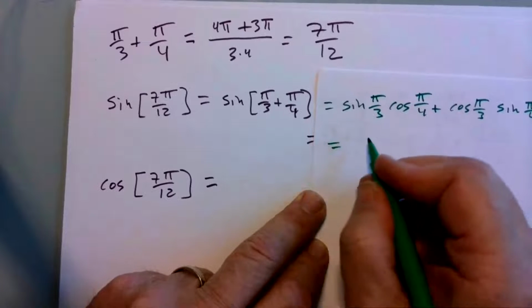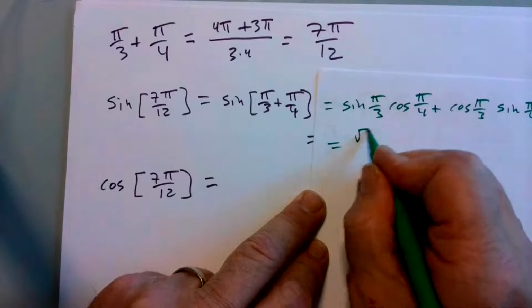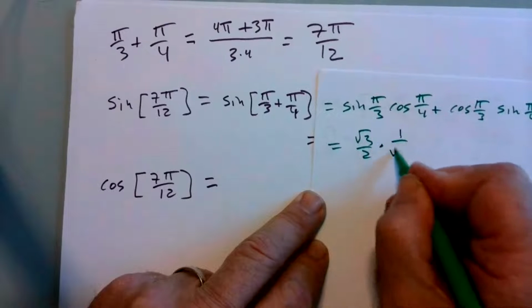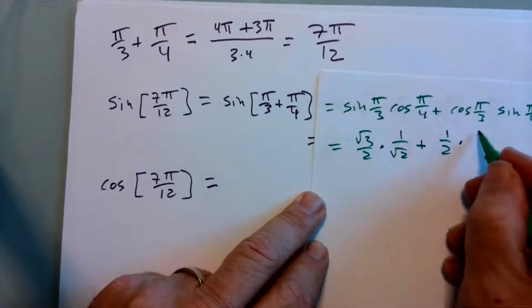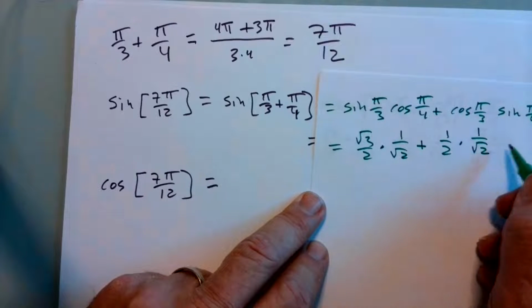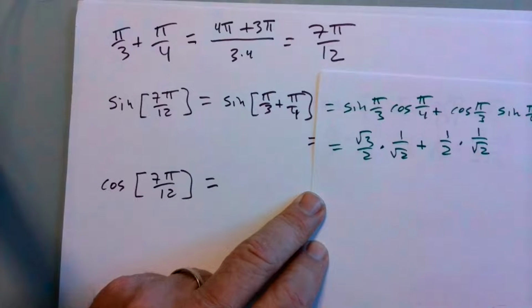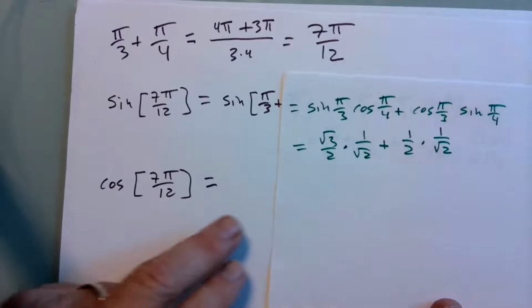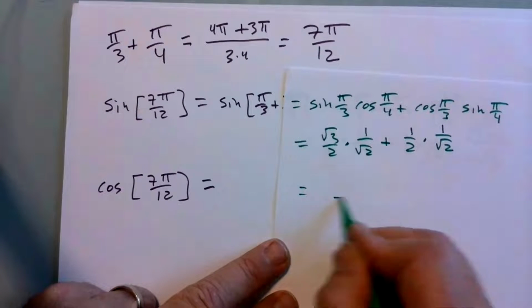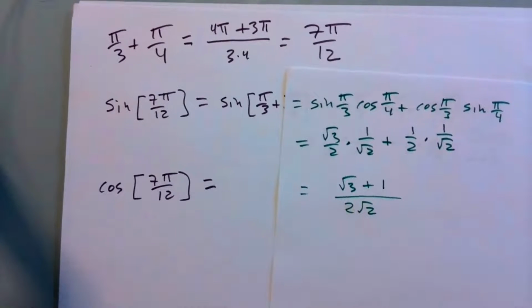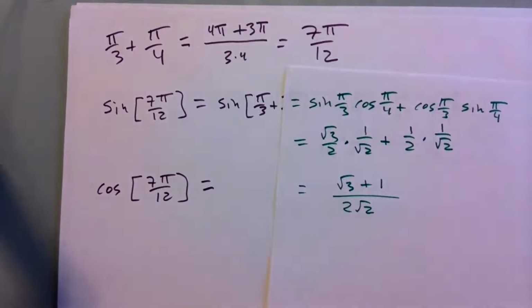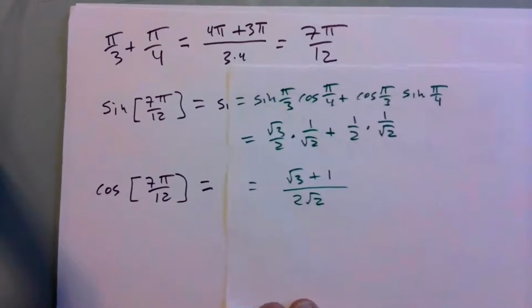So sine of pi over 3, as we said before, is root 3 over 2. Cos of pi over 4 is 1 over root 2. Cos of pi over 3 is a half. Sine of pi over 4 is 1 over root 2. So the number on the bottom is 2 root 2. The number on the top is root 3 plus 1. So that is fixed. The next example I have is cosine of 7 pi over 12.